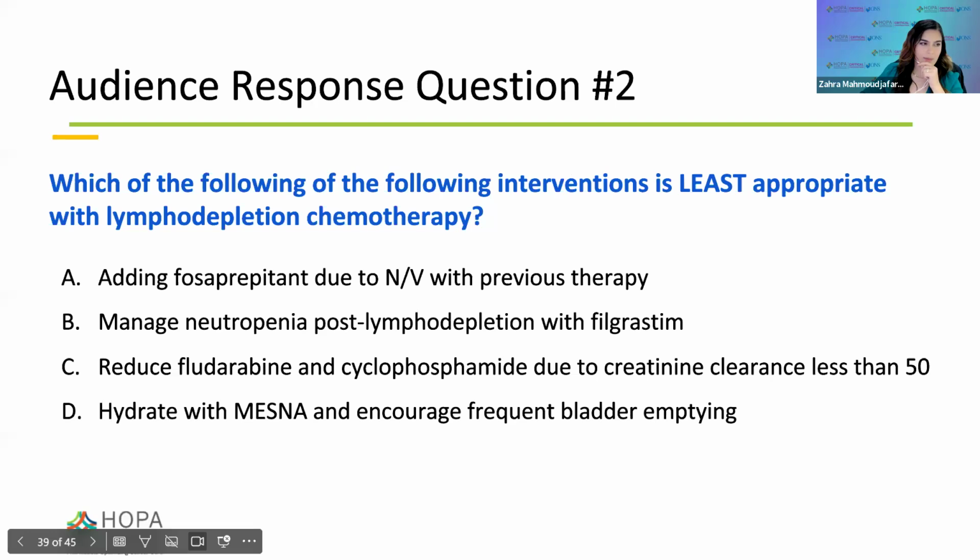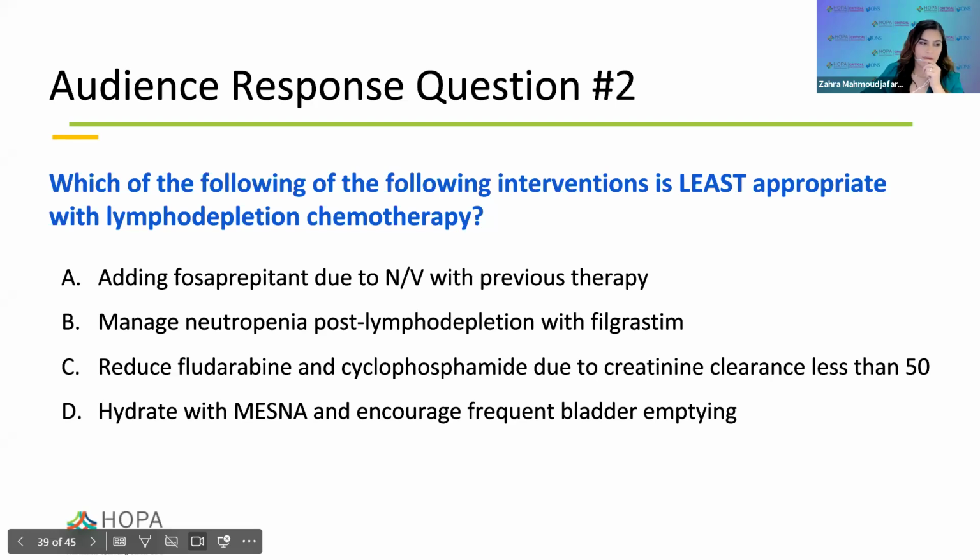Great. So the correct answer is A, making sure to confirm the manufacturing slot availability to make sure we coordinate that remaining timeline for manufacturing and bridging. So we'll go on to the next question. If it pops up. There we go.